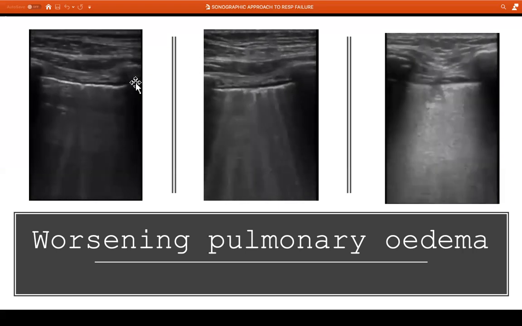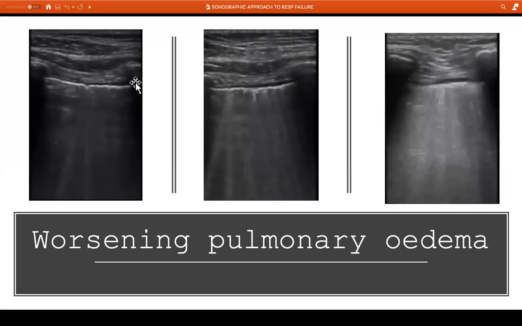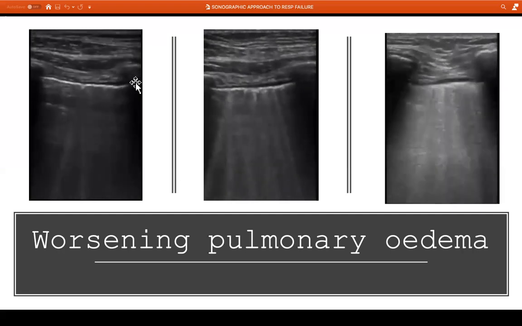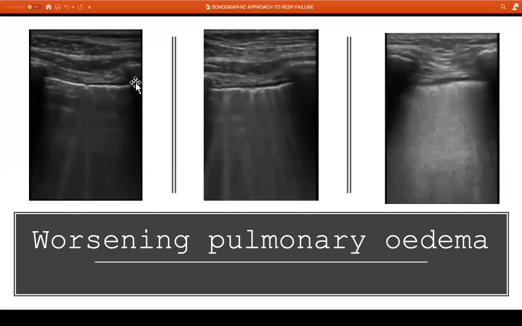So you can see the ultrasound beam can be used to follow up the severity of the disease and also the progression of the disease.